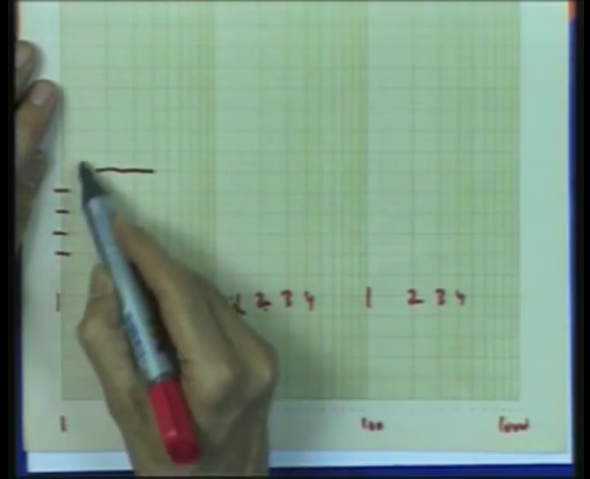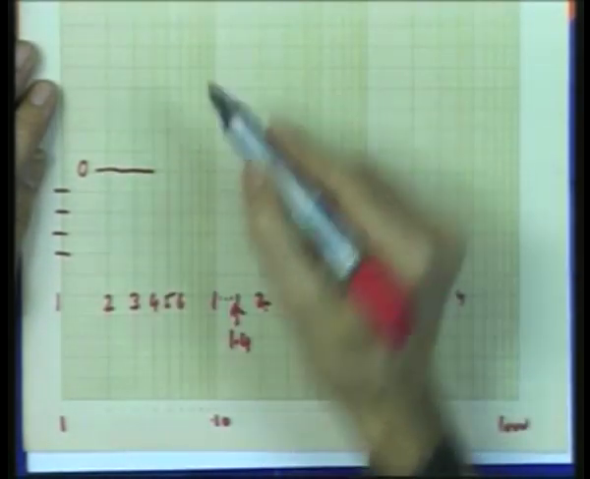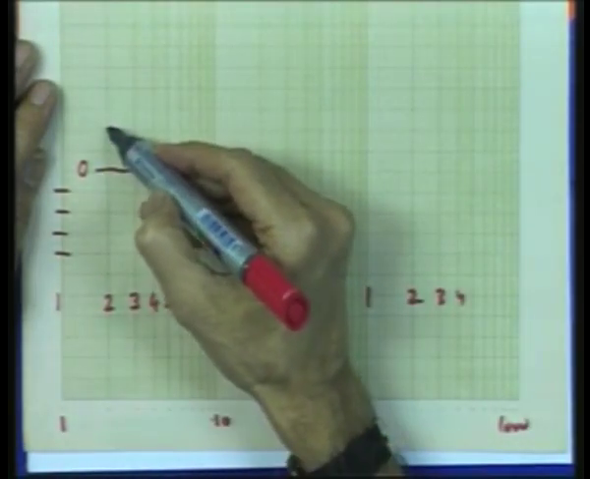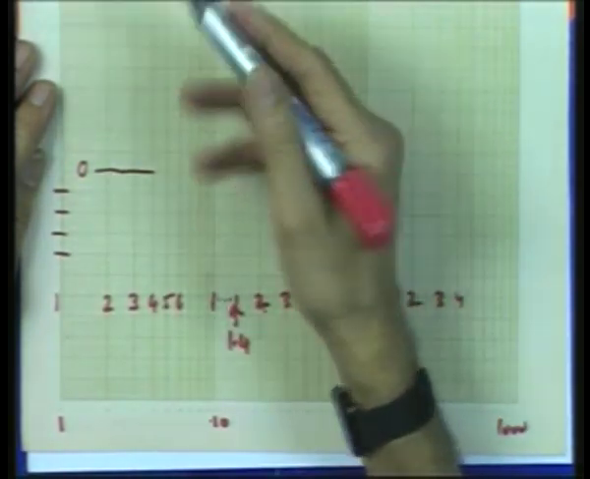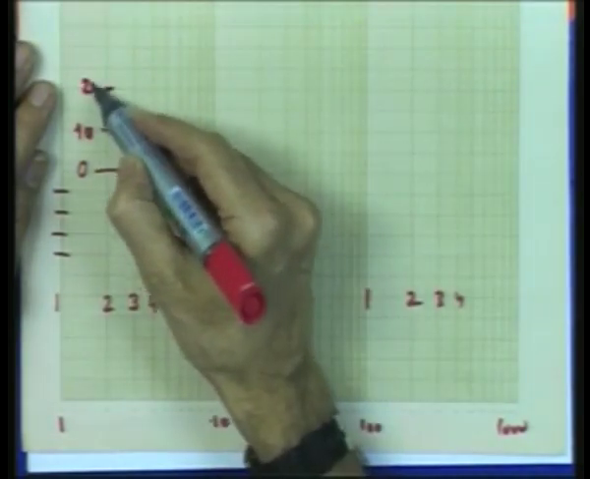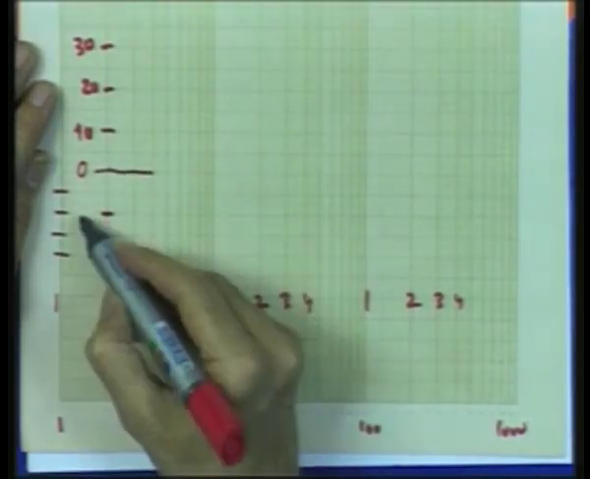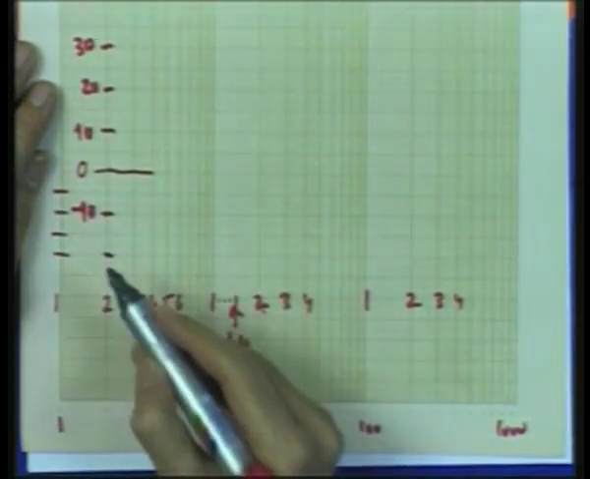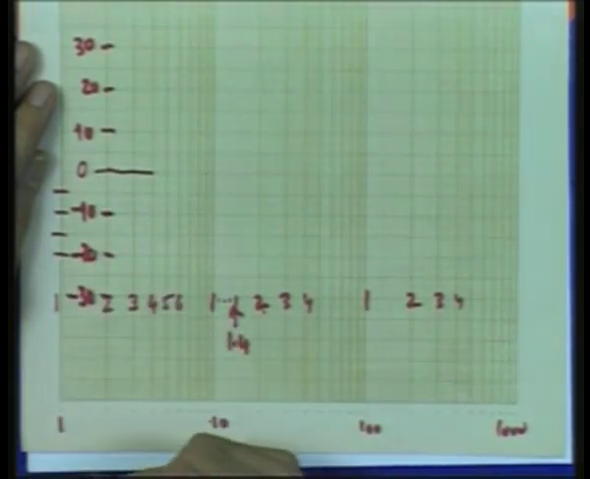Let us say here is my 0 dB line, then I have to choose a scale for the dB. So, I may choose, let us say, 1 division or 2 divisions or whatever as 10 dB. Typically, it will be of course either 1 or 2 divisions or 4 divisions and so on. So, let us say I choose 2 divisions as 10 dB. So, this is 0, so this is 10, this is 20, this is 30 and so on. On the negative side, this is 0, so 2 divisions below that is minus 10 dB, minus 20 dB, minus 30 dB and so on.